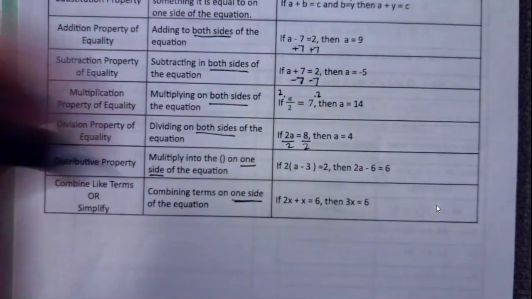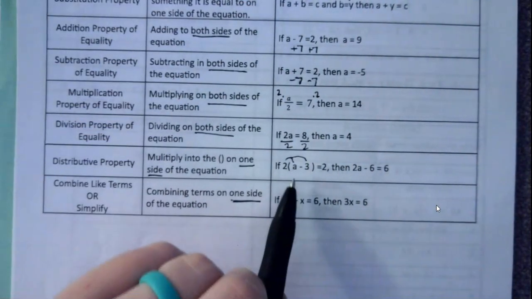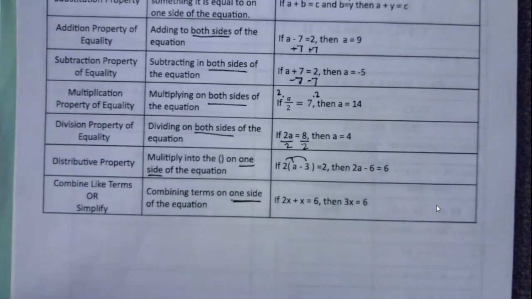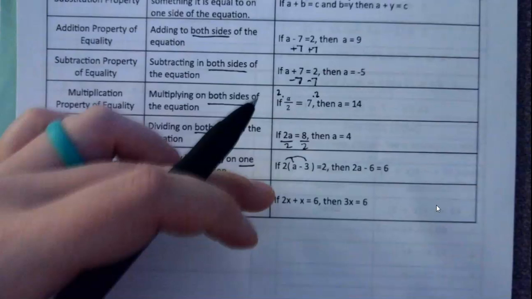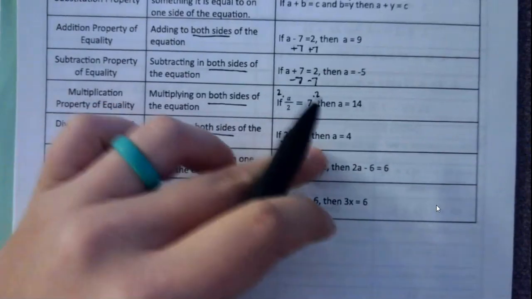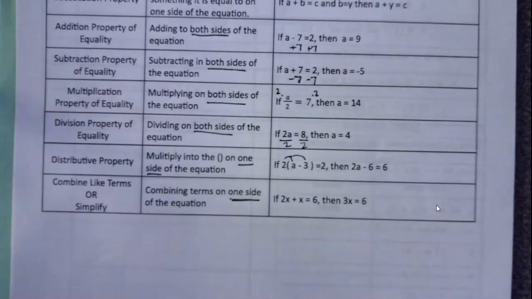Distributive property. You guys know what distributive property is. You typically can identify it. Just make sure you realize that it is distributive property. It's not multiplication property, because that's multiplying on both sides of the equation. Distributing is distributing that 2 into those parentheses. You're multiplying, but just on one side of the equation.